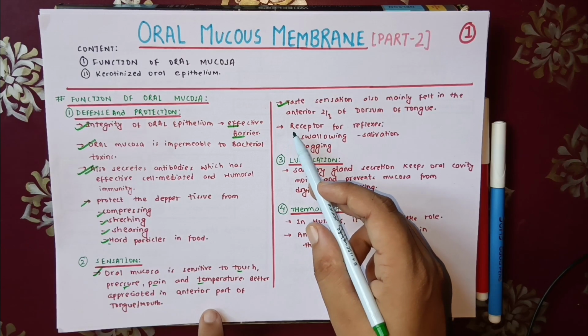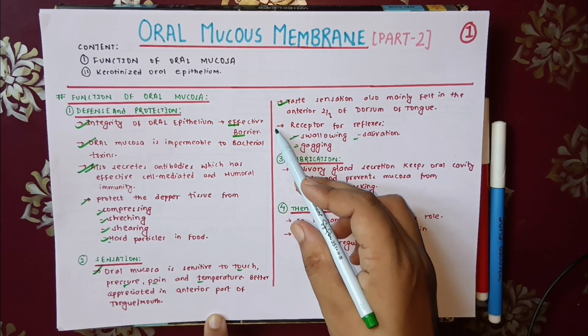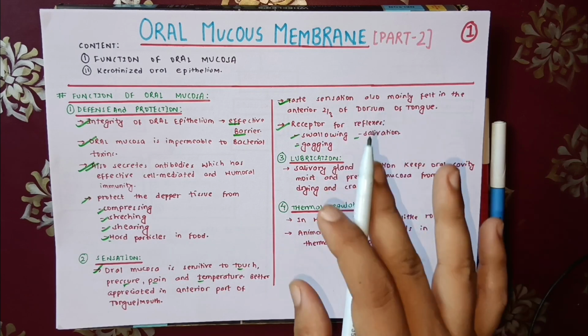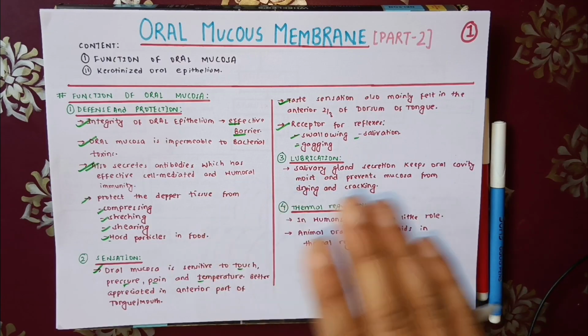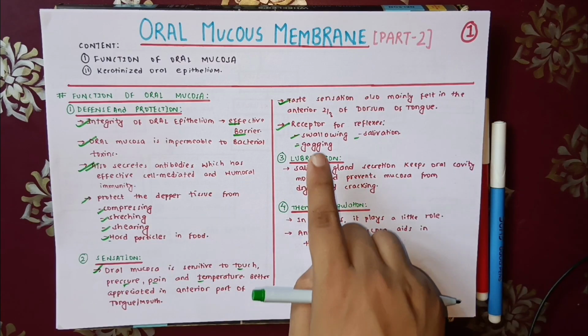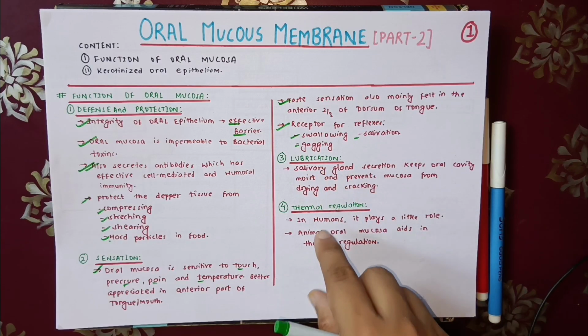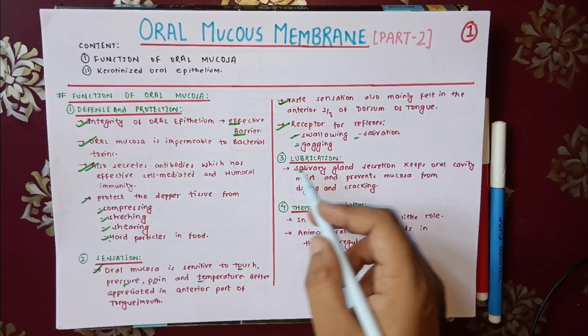In another point, receptors for reflexes like swallowing, gagging and salivation are also present in the oral mucosa. Those 3 points are important here. You just have to remember it is sensitive to the general sensation and also to the special sensation. It also has the receptors responsible for swallowing, salivation and gagging. After that, the next function is the lubrication function.